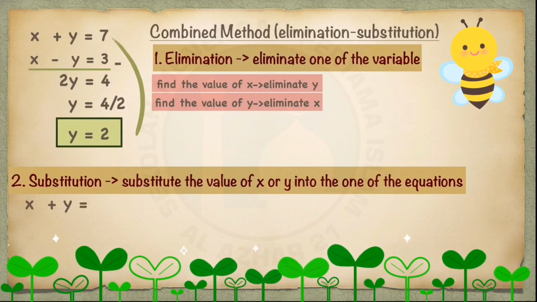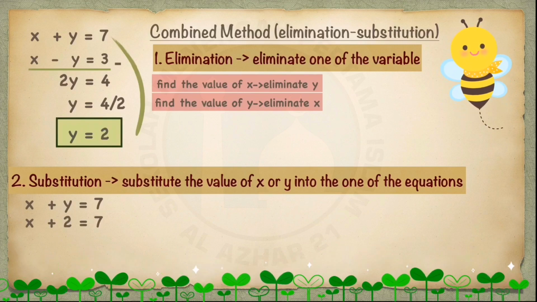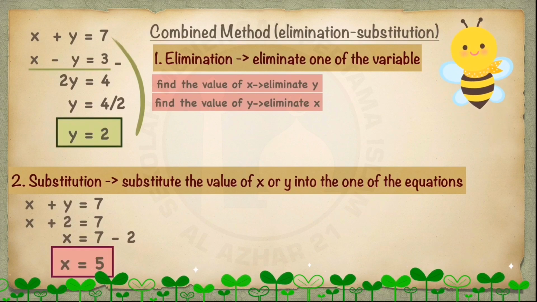It will be x plus y equals 7. Since the value of y is 2, you will get x plus 2 equals 7. So the value of x is 7 minus 2, or equals 5. Now, you have the value of x and y. It means you have the solution of the linear equation system.